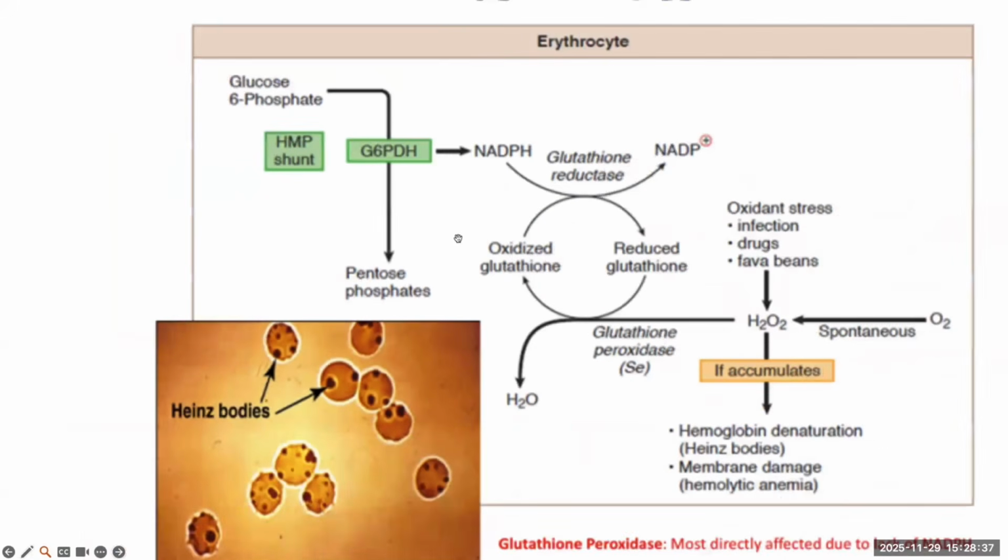So now, what will happen when someone has a G6PD deficiency? They will not be able to produce enough NADPH. Once the NADPH is low, the glutathione cannot be regenerated. Once the glutathione cannot be regenerated, the oxidized form of glutathione will start to accumulate, because the glutathione peroxidase cannot function, and so there'll be a buildup of hydrogen peroxide.